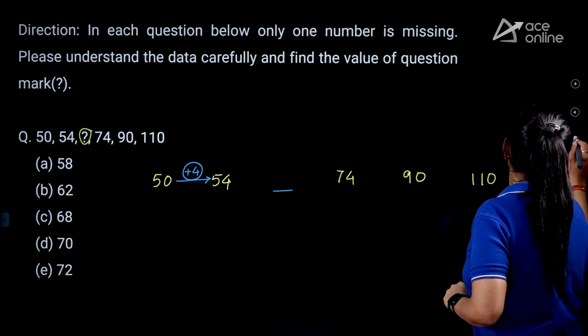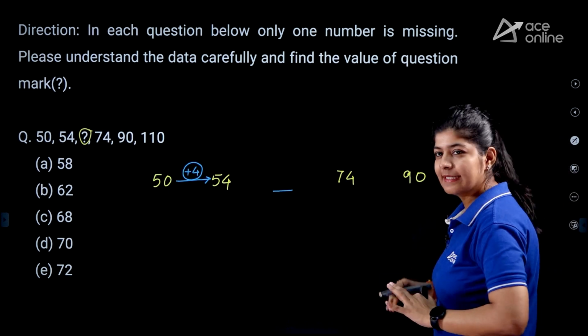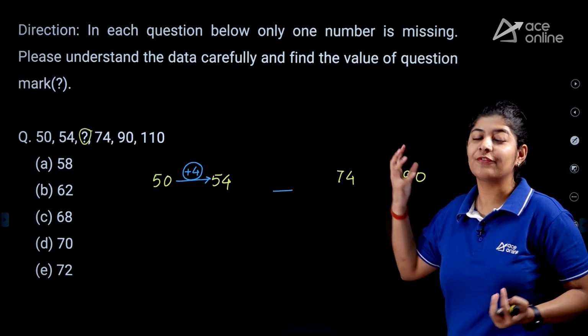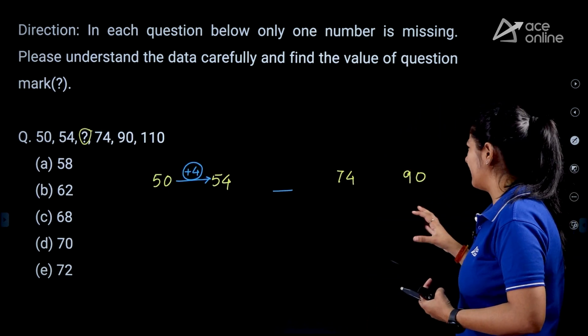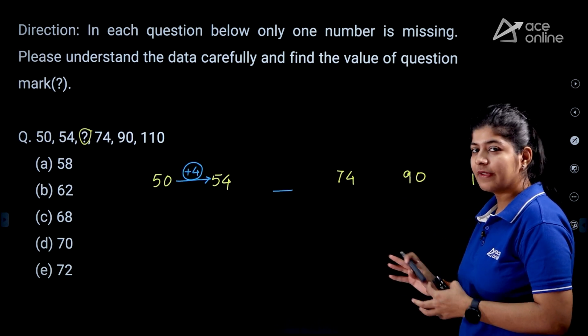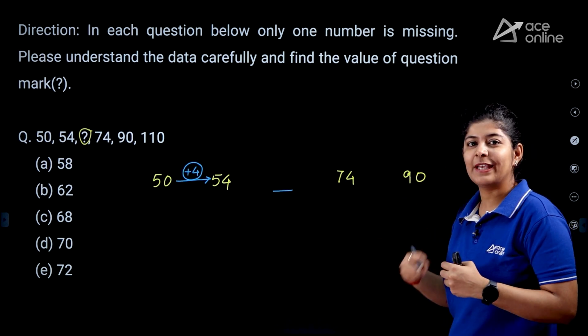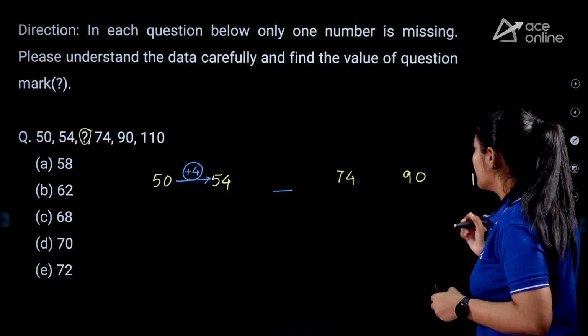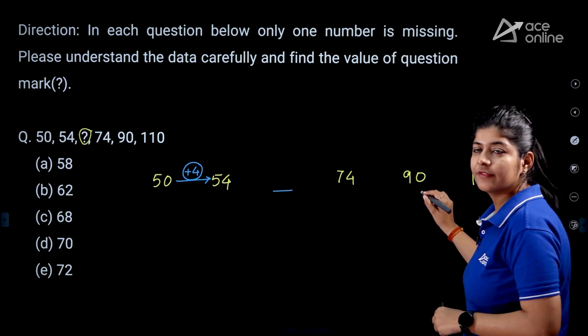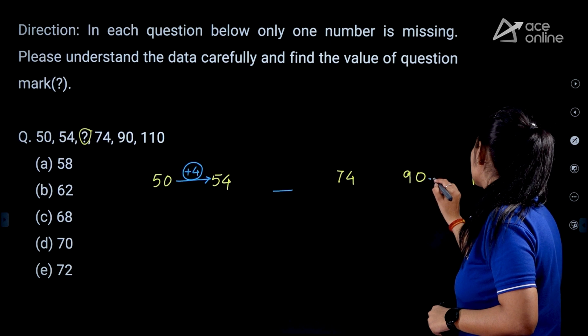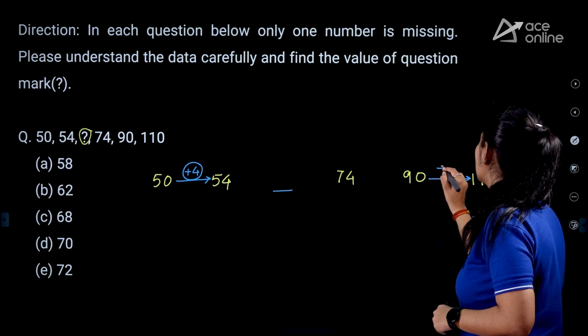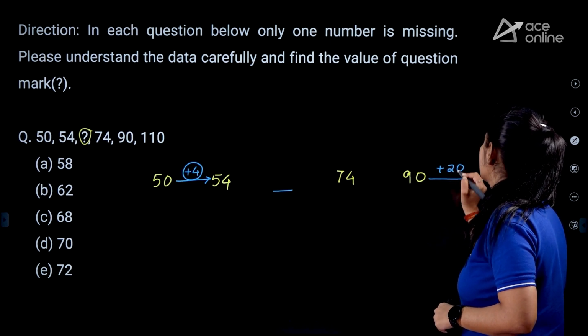Just simply see the series. Do we have major differences between the numbers? No, the major differences are not there. So we can work on our basic addition and subtraction. Here, if I want to convert my 90 into 110, I just simply have to add plus 20.